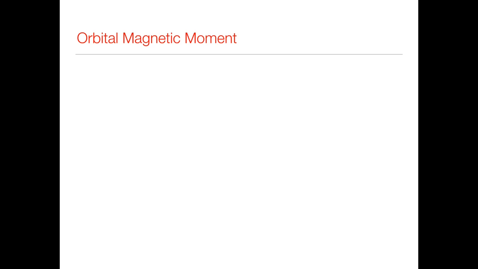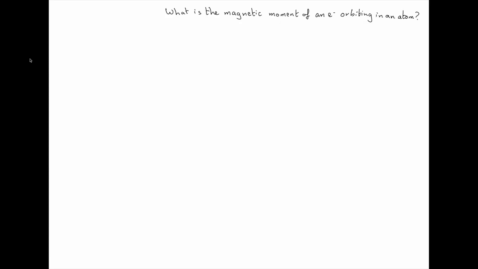So let's do a bit of an estimate. What I'd like to know is, if I've got an electron with angular momentum in an atom, what is its magnetic moment? I'm going to do a fairly classic sort of semi-classical calculation. Happily it will agree with a more exact quantum mechanical calculation, but I think this gives us the feel of what is actually going on.